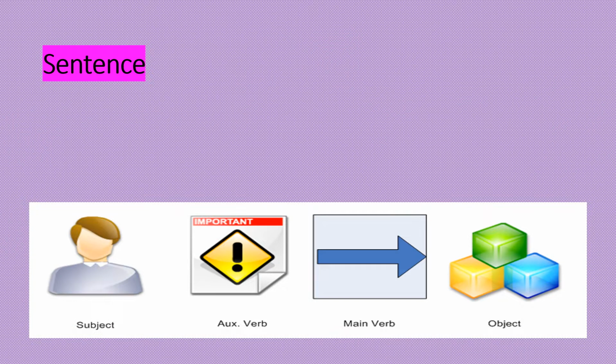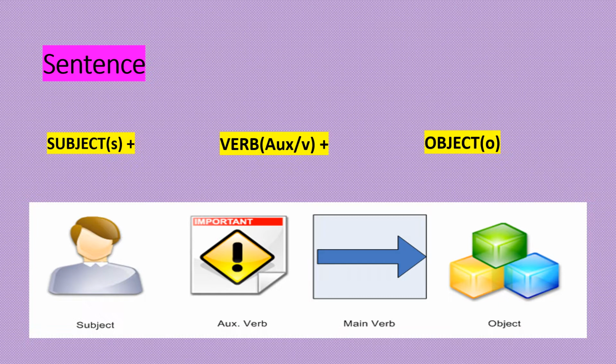Now, the basic parts of a sentence are the subject, the verb, and the object. The subject is usually a noun, a word that names a person, place, or thing, and it is followed by an auxiliary or a helping verb plus the main verb, and followed by an object. The same will be discussed further in the video.